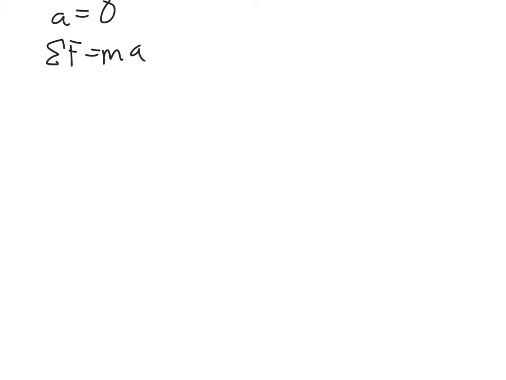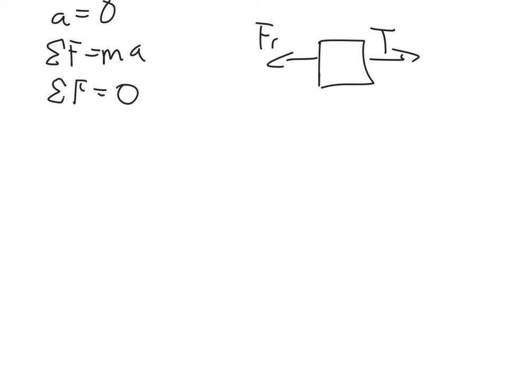If my acceleration is 0, my net force is also 0. So my net force is the sum of my forces. In this case, I'm not worried about the y direction, but I've got my tension pointing to the right and my force of friction pushing to the left. So my sum of forces would be positive T minus my force of friction, and that's got to equal 0.